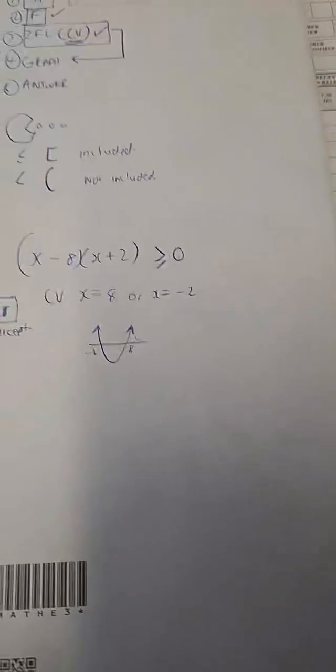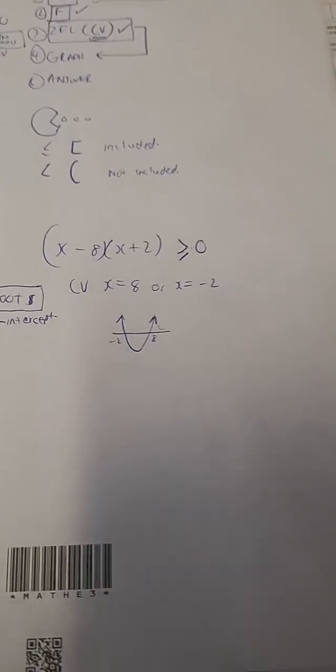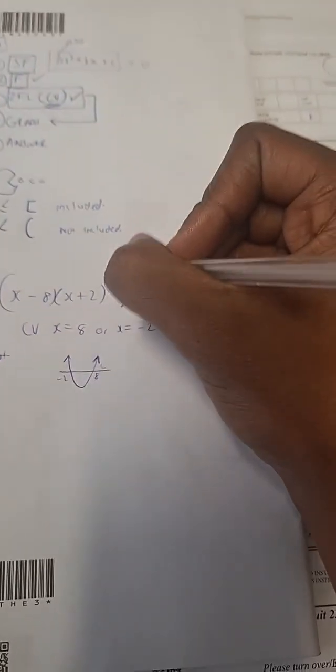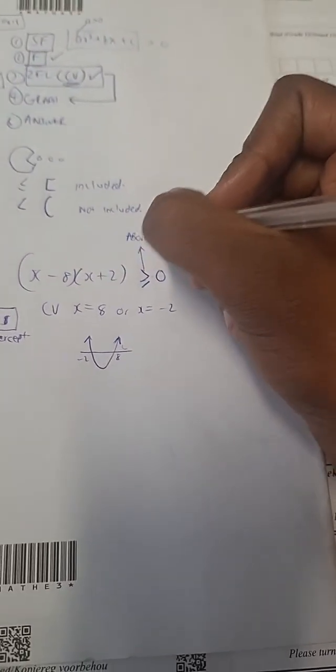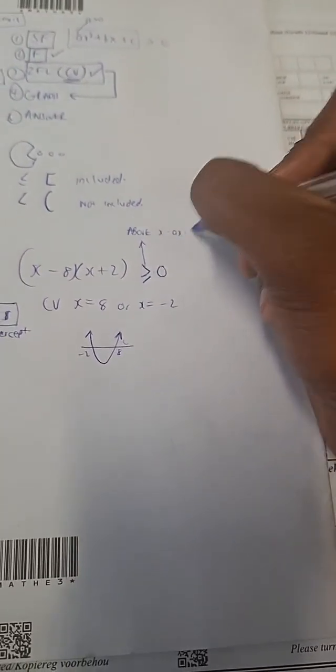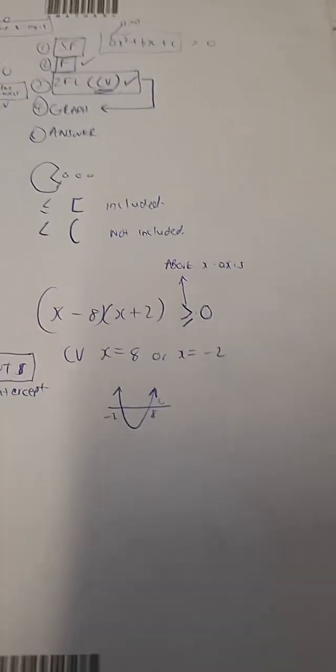Now let me just write greater than or equal to so that we can appreciate what we are supposed to do. For greater than or equal to, and then I'll do greater than 0 alone as well so that we can appreciate what happens there. What does greater than mean? It means above the x-axis. Maybe some of you are wondering, why is it above this time round?